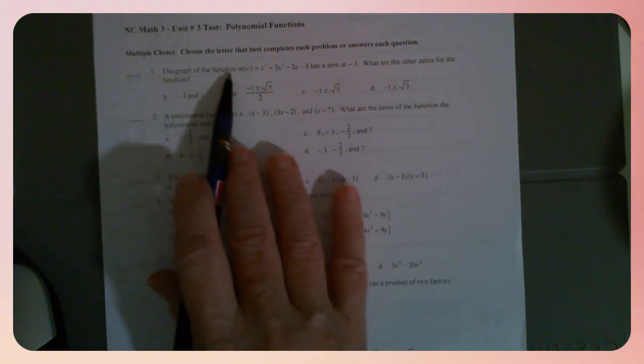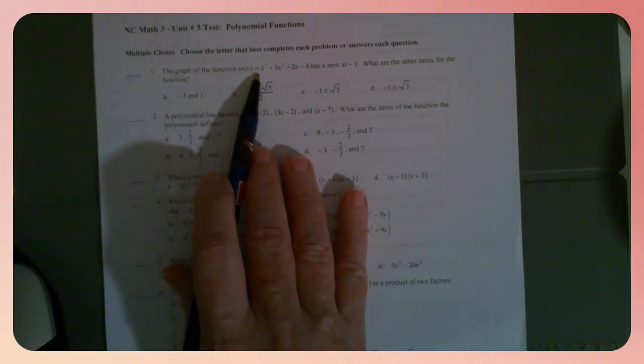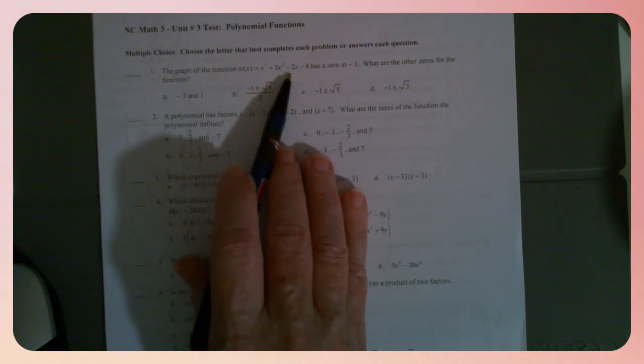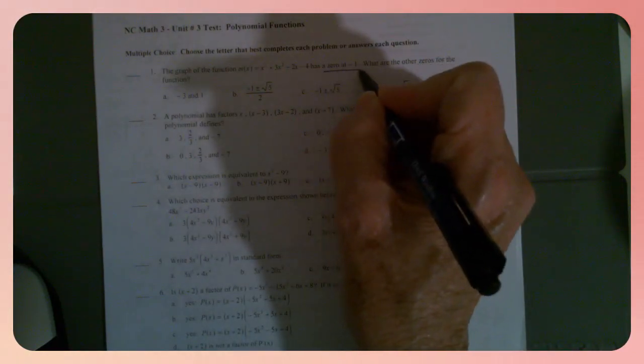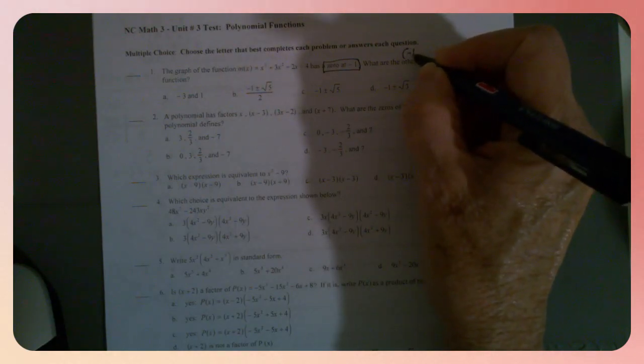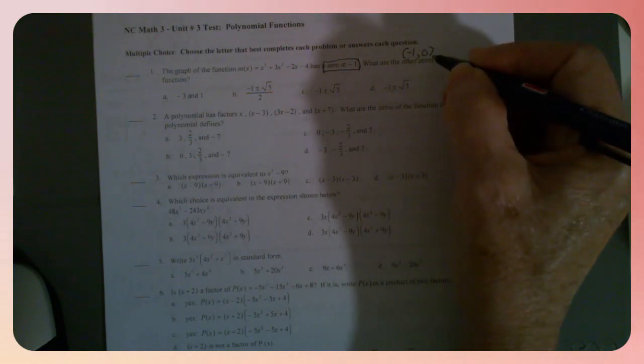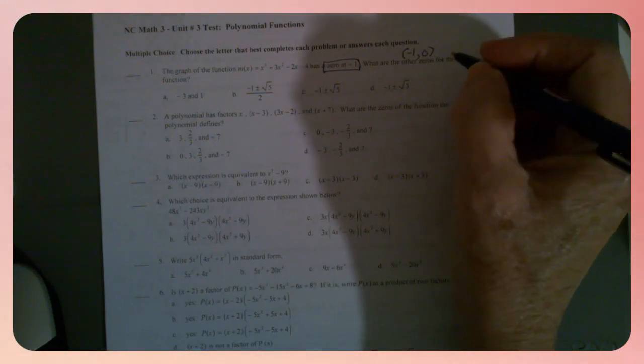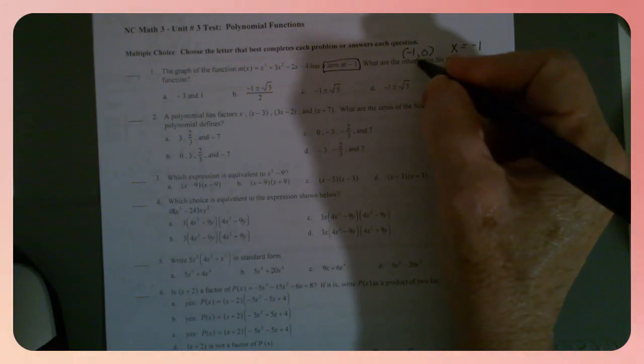It says the graph of the function m of x equals x cubed plus 3x squared minus 2x minus 4. It says that we have a 0 at -1. So highlight or box that in, circle it. That's important. A 0 means that when x is -1, y is 0. So that would give us our coordinate. It also means we have a solution at x equals -1.